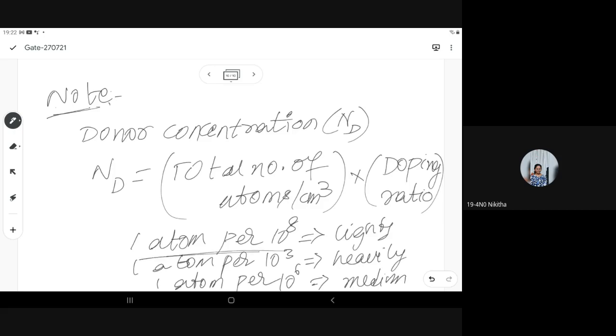One atom per 10 power 8, in the sense, we will write it as 1 by 10 power 8. In the problems we have to substitute 1 by 10 power 8. One atom per 10 cube, in the sense, 1 by 10 cube. So the donor concentration is the total number of atoms per centimeter cube into the amount of doping ratio we have done. Is it clear? Yes, sir.